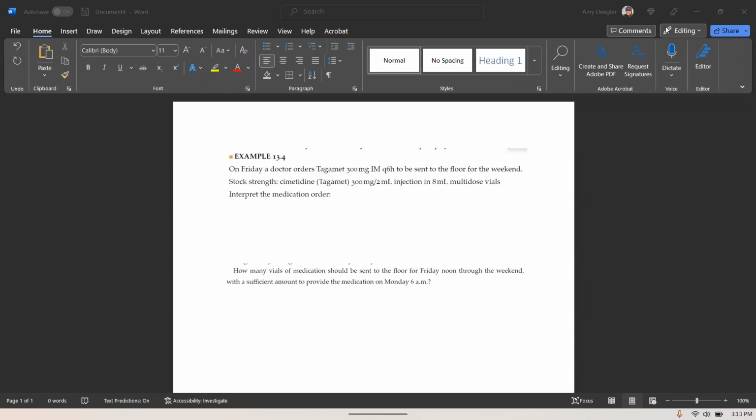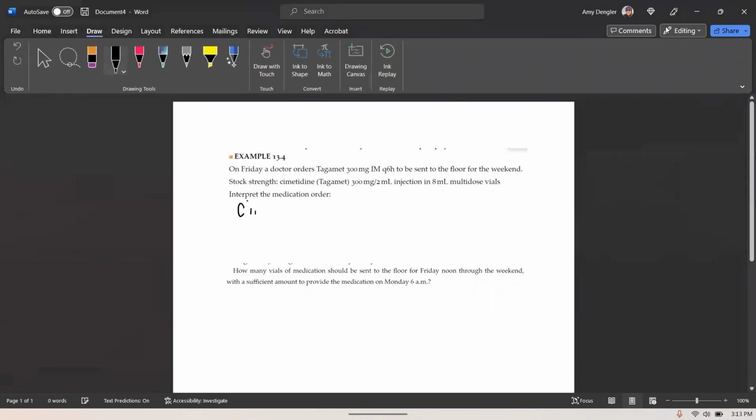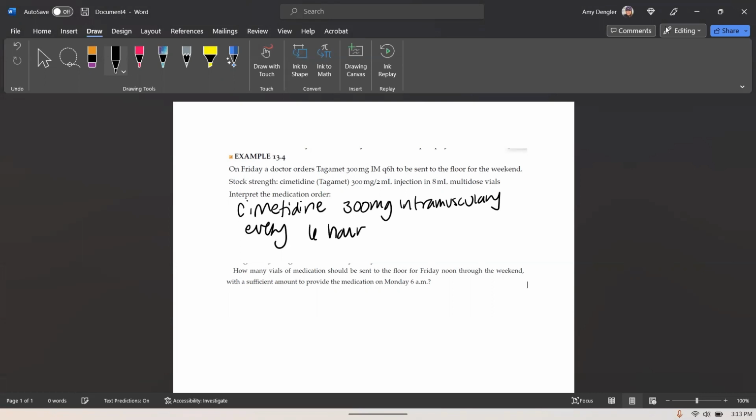Example 13.4. On Friday, a doctor orders Tagamet 300 milligrams IM every 6 hours to be sent to the floor for the weekend. In stock, we have 300 milligram per 2 ml injection and 8 ml multi-dose vials. Interpret the order. So when we're interpreting the order, we're just going to say the medication name. So cimetidine, 300 milligrams intramuscularly. So basically, we're just translating the SIGs and the abbreviations, every 6 hours.